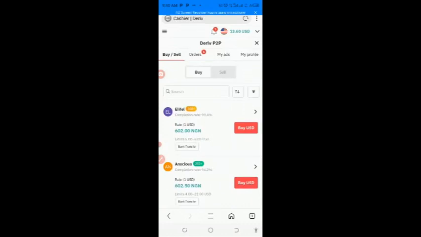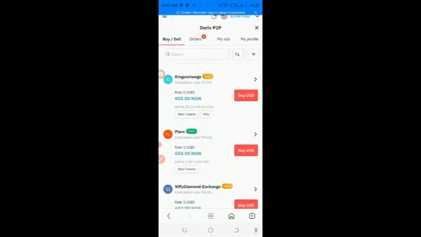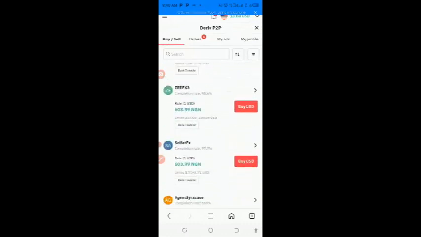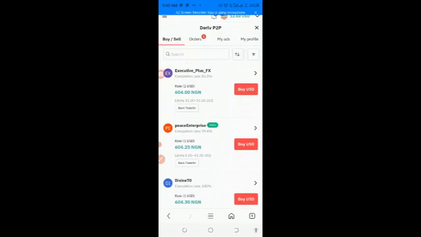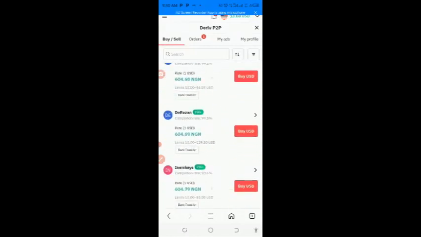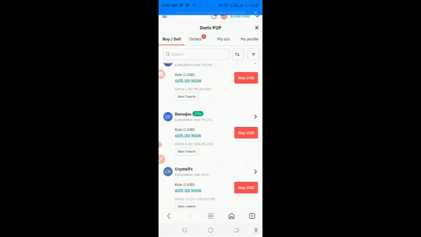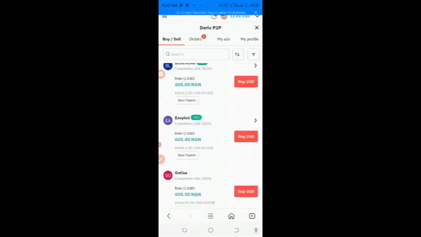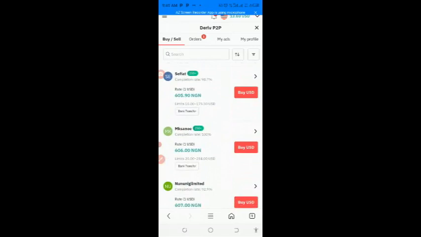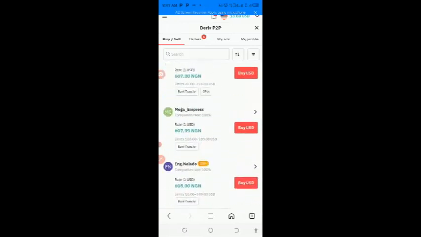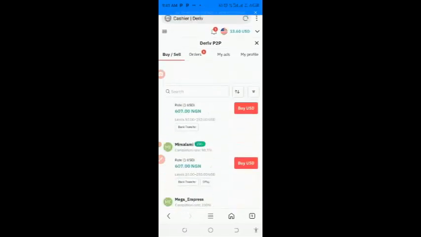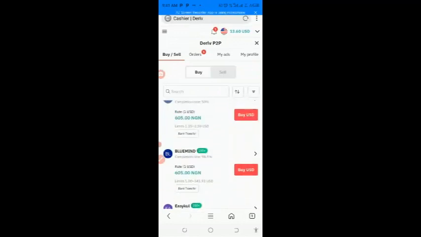So you just have to register, and when you register, you buy dollar, you sell it, but you make sure that you buy from the lowest price rate. That is what your target is. You can see many people here selling 604, 604, 604. So the dollar has increased, 604, 605. So your target is to look for those people that sell below, so that you can be able to sell and make your own profit. That one is for that.